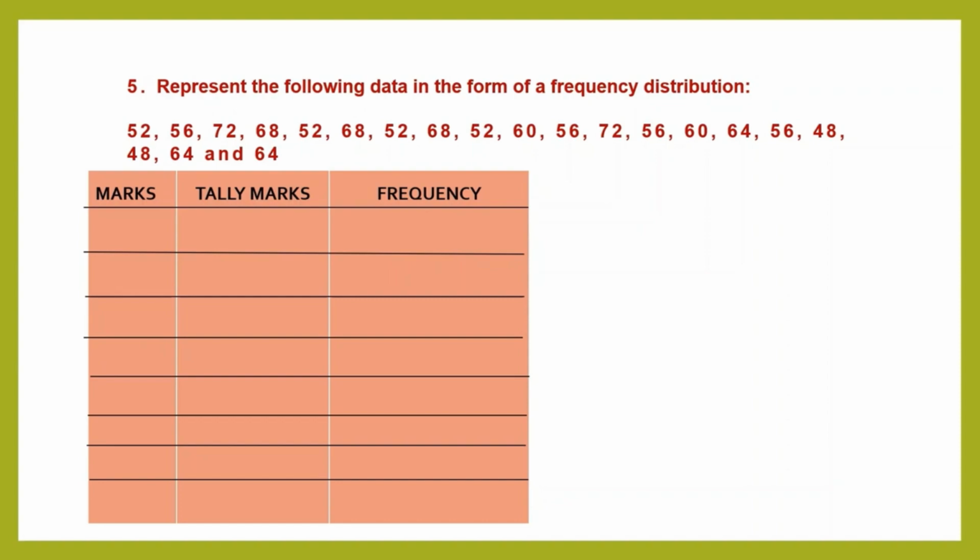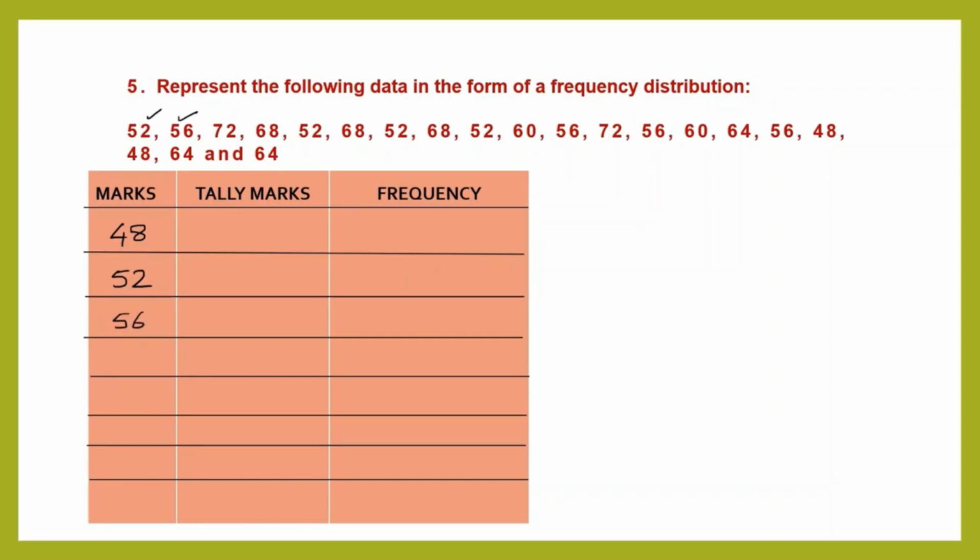Let's look for the smallest number. So we have 52. Now let's see if there's anything smaller than 52. We have 48. 48 is smaller than 52. Anything smaller than 48? No, I think 48 is the smallest. So let's begin with 48. So we finished 48. What's the number that comes after 48? We don't have 50. We have 52. Then we have 56.